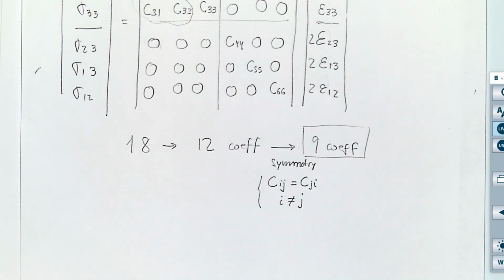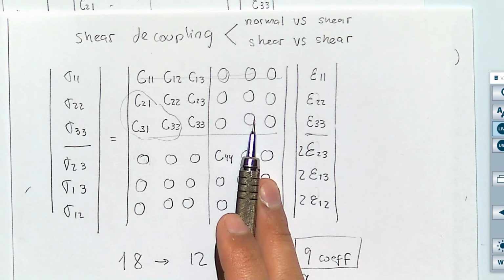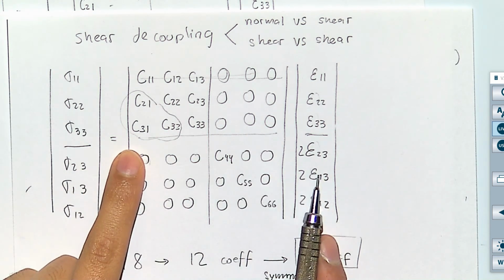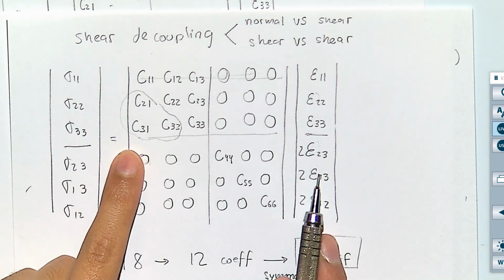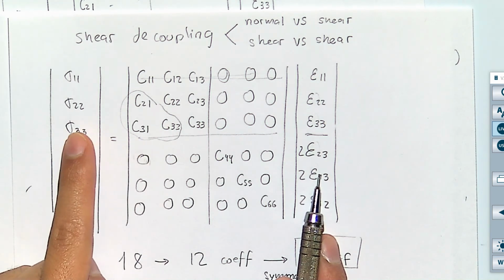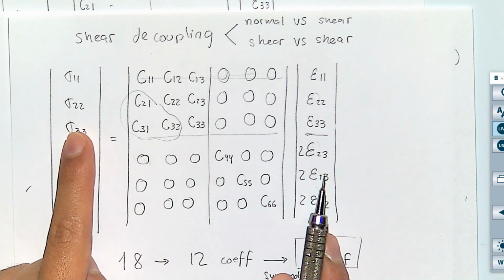Can you repeat what the top right quadrant is, all 0? What was the rule there? These are 0 because they mean that shear strains cannot produce normal stresses. Shear strains cannot produce normal stresses, yes.